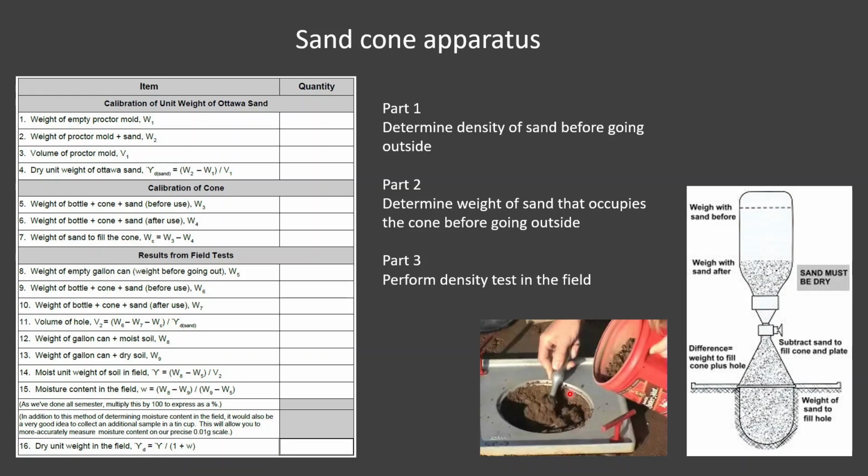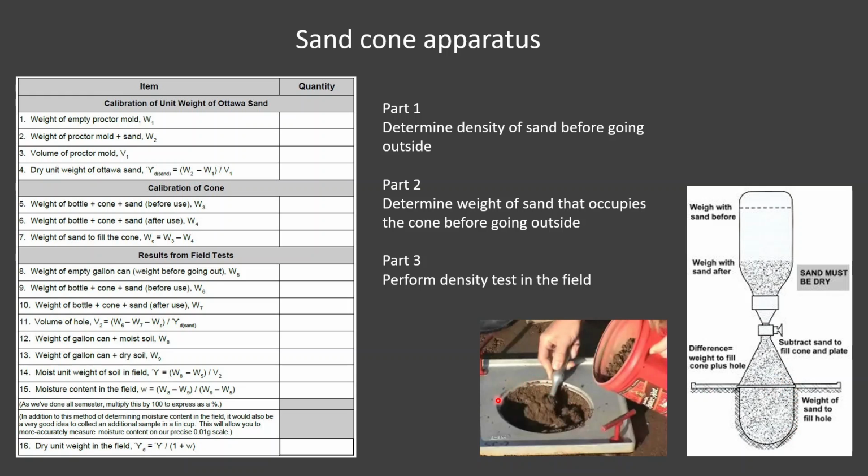We also want to be able to compute its moisture content, so we're going to have to weigh it wet, put it in the oven, and then come back and weigh it dry. So in this diagram here, the hole we dug is shown by this cross-section view, and that's an empty void before we put the sand cone apparatus on top. We'll place the sand cone apparatus on top.